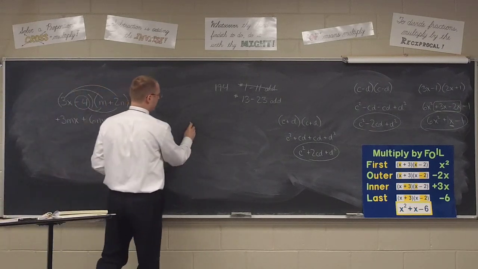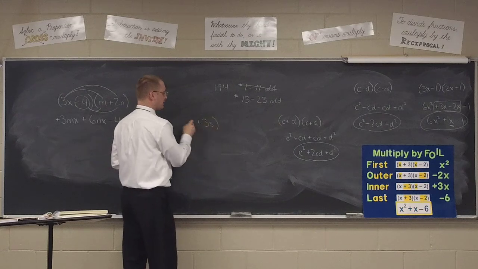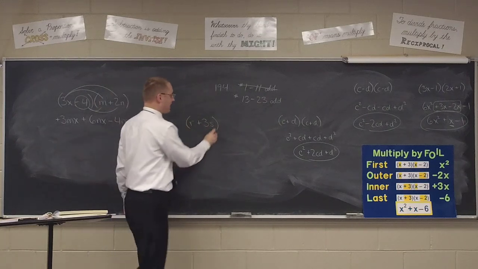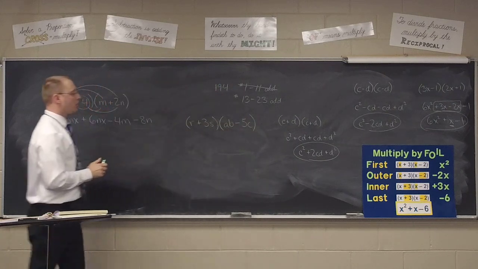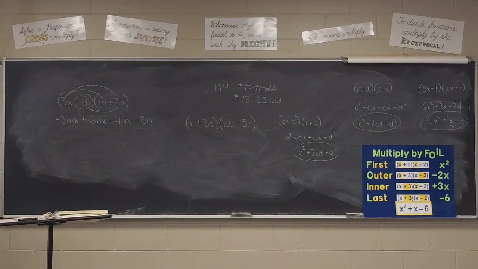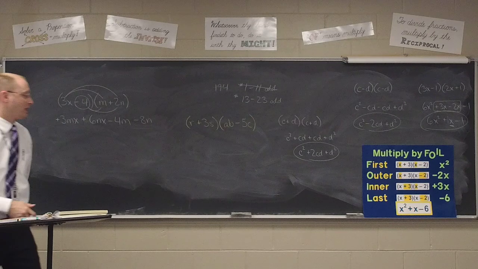Write this down then. R positive 3s, and let's multiply that by AB negative 5c. Go ahead and double distribute or FOIL those two binomials together.